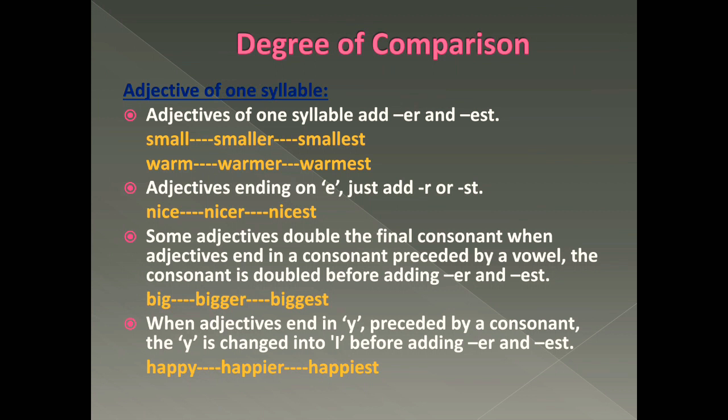Next, when adjectives end in Y preceded by a consonant, the Y is changed into I before adding er and est. Look at the word happy. The word ends in Y and is preceded by a consonant P. So we have to change Y into I. So the answer will be happier and happiest. Here we can see that we have to write I in place of Y.